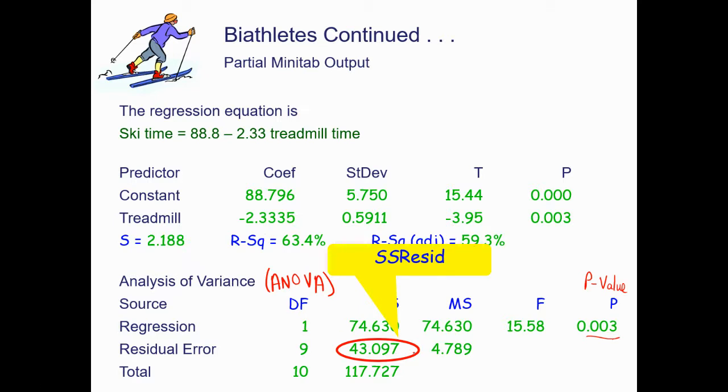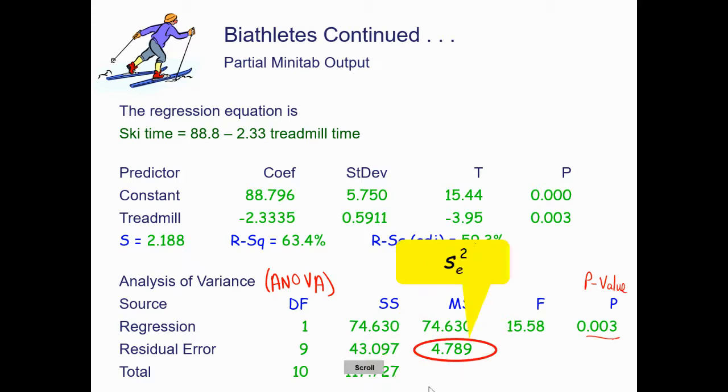Like I said, that's 43.097. That's your sum of squared residuals. The 117.727, that's the total sum of squares. And the 4.789, that's your model variance, the variance of your errors. Notice that this 4.789 is just this squared.